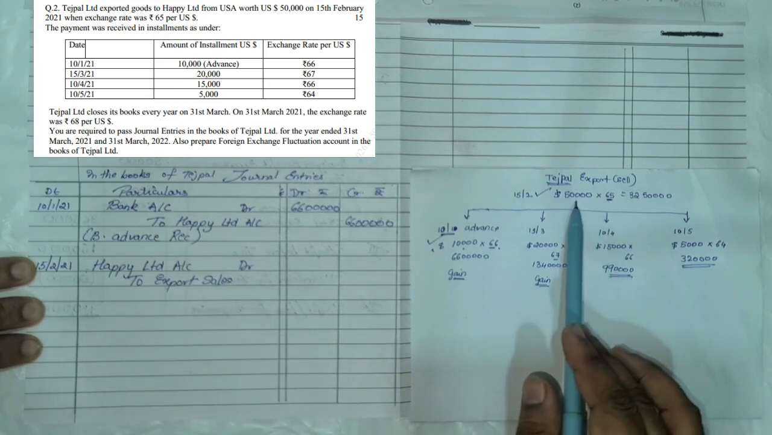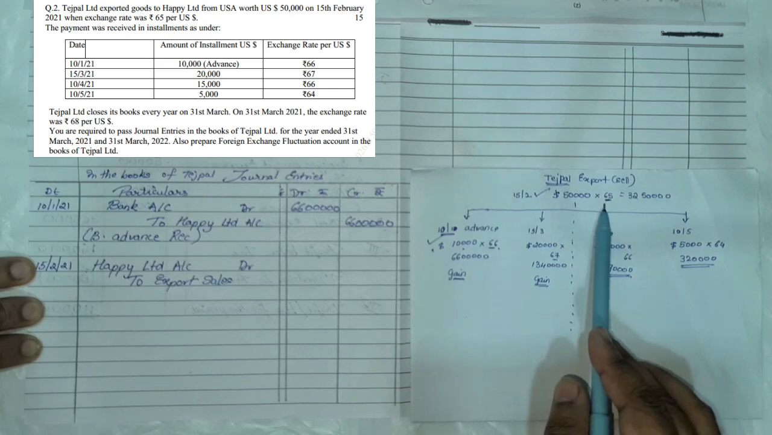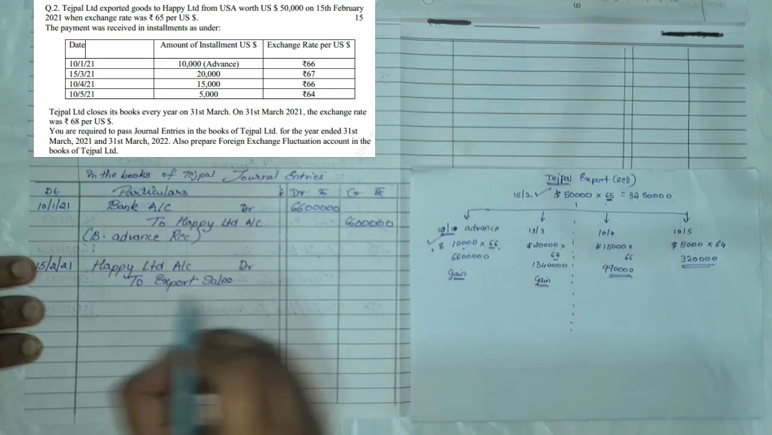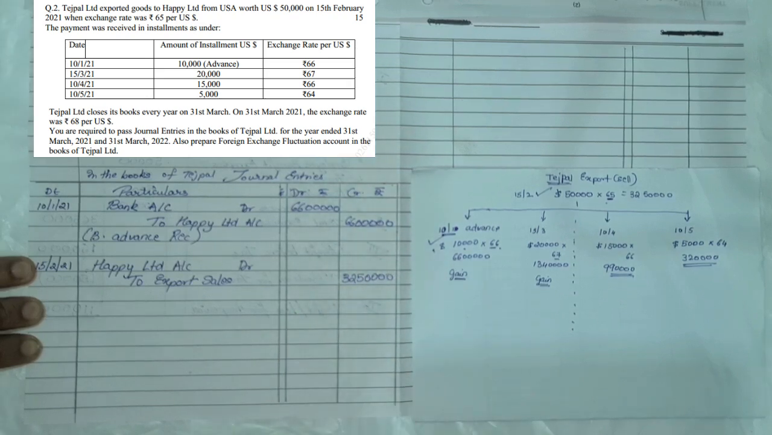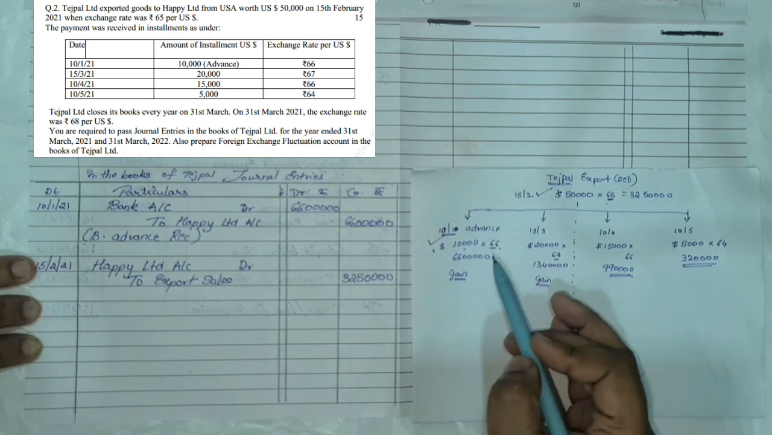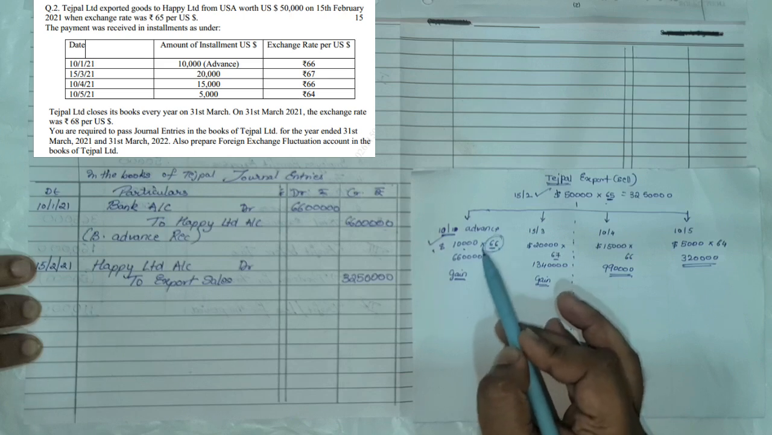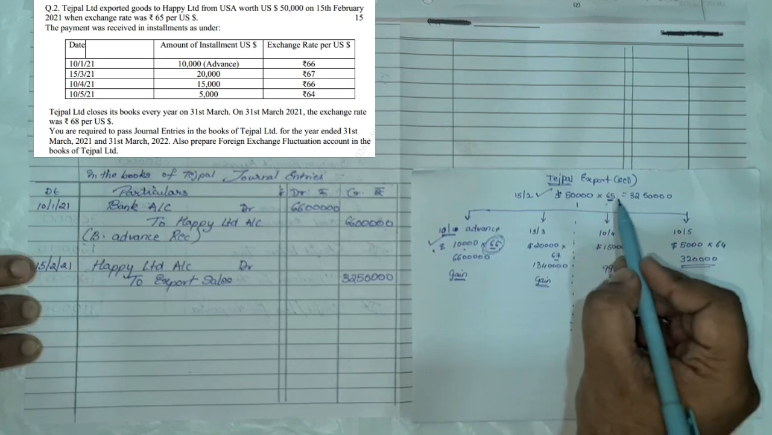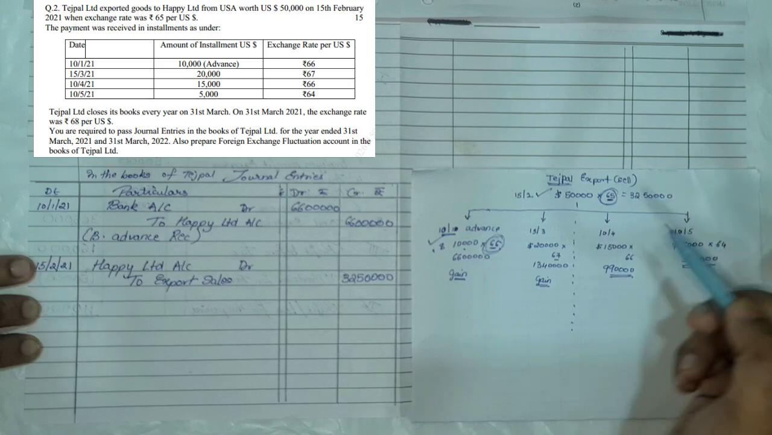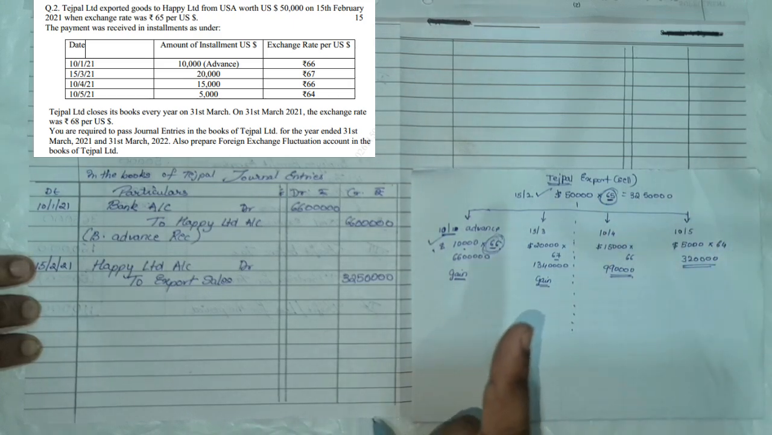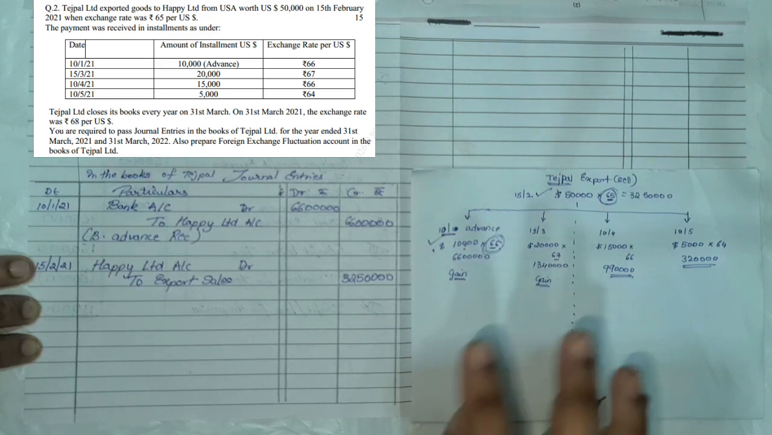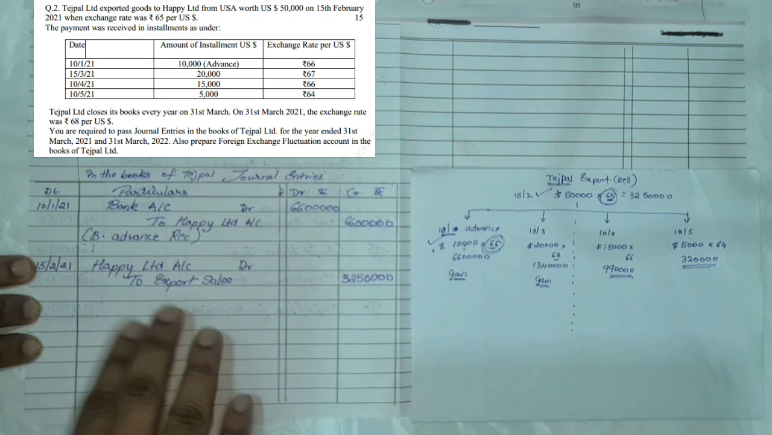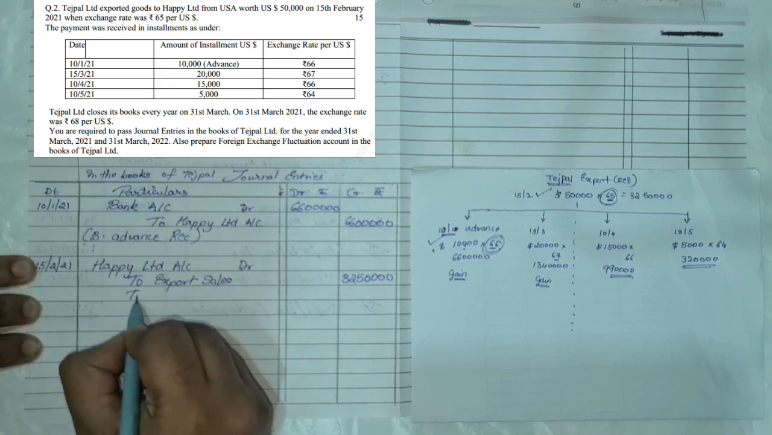We are selling goods of $50,000 at the rate of 65, which comes to 32 lakh 50,000. So I'm writing here to export sale 32 lakhs 50,000. But now remember here, whenever there is an advance payment received or paid, when we receive for 66 rupees, but currently the rate is 65, so we have a gain. We have gained 1 rupee here on $10,000. So 10,000 into 1. Remember, gain made, FEF is always credited, loss made is always debited. So here it will be to FEF account.